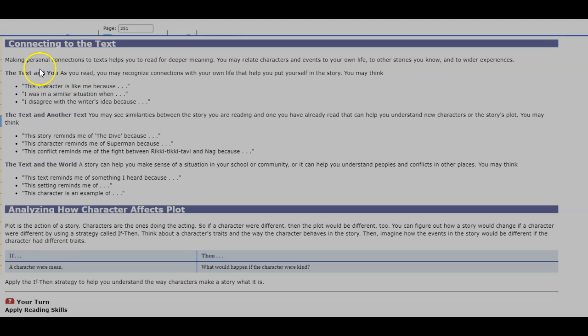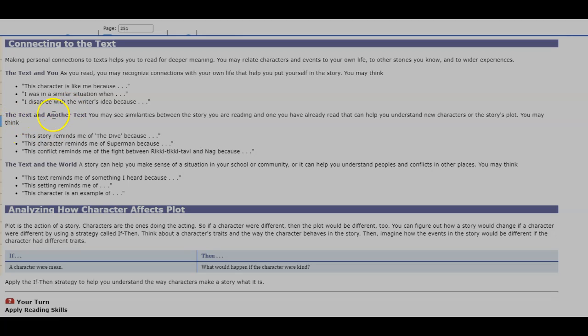Connecting to the text. Making personal connections to text helps you to read for deeper meaning. You may relate characters and events to your own life, to other stories you know, and to wider experiences. The text in you. As you read, you may recognize connections with your own life that help you put yourself in the story. You may think, this character is like me because I was in a similar situation when, or I disagree with the writer's idea because.